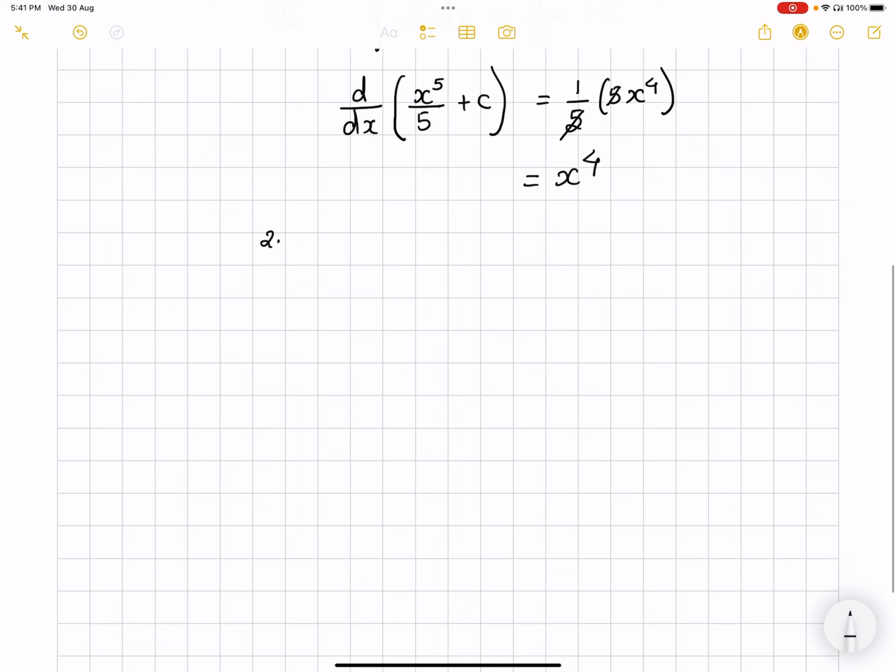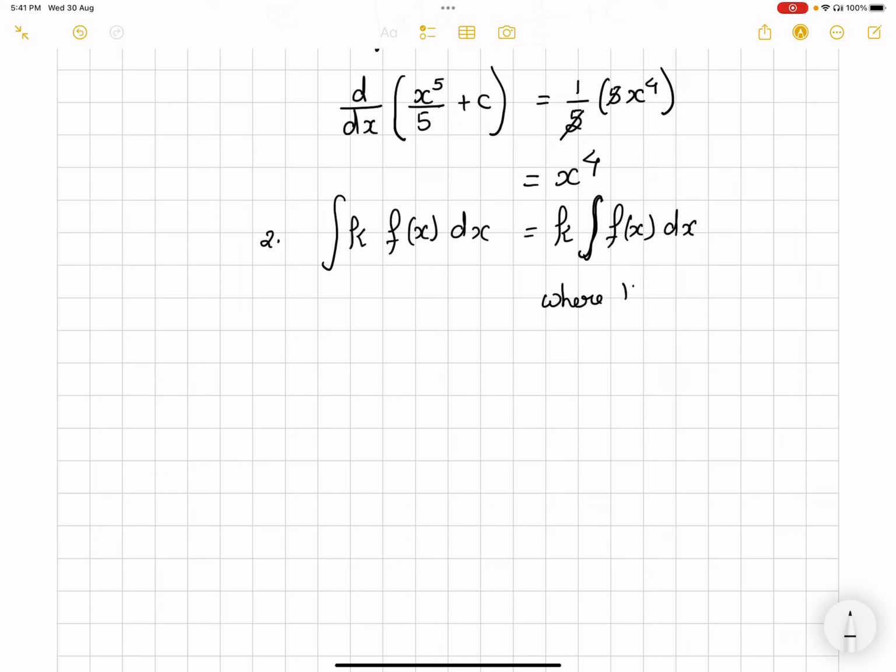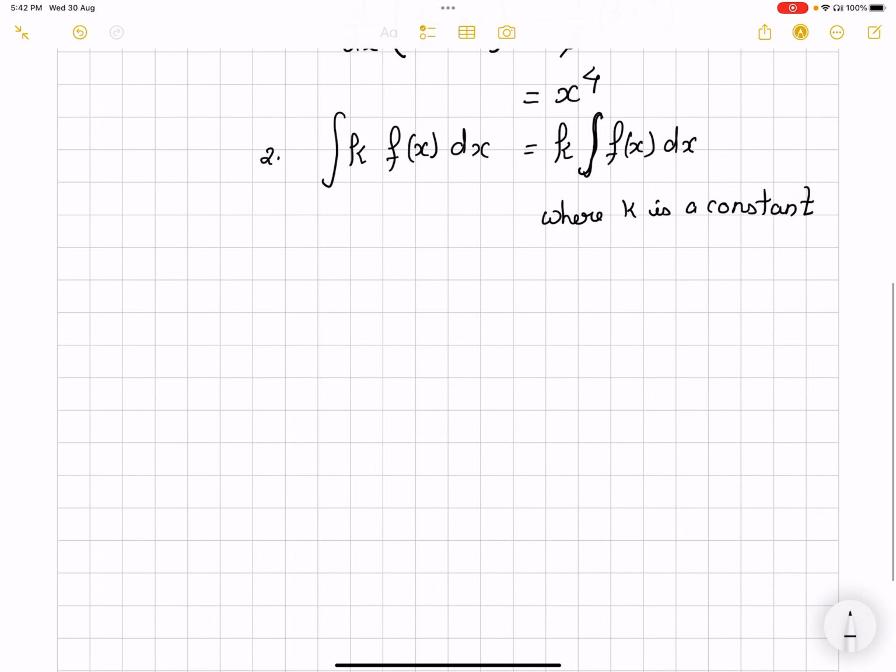The second result: when I have a constant multiplied with my gradient, my constant would come out and the remaining things would be integrated. So integral k f of x dx equals k times integral f of x dx, where k is a constant, obviously. Here also, for the proof I'm going to rely on differentiation. Then only I would be able to prove it. So now here, let's see.